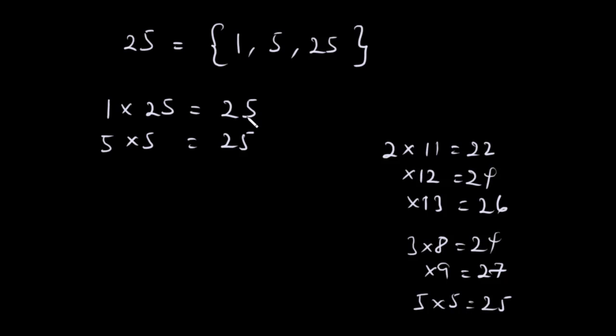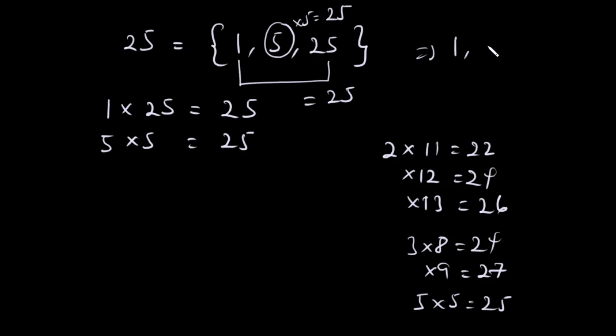Let's confirm our answer by multiplying the outer numbers. So 1 times 25 is equal to 25. And then 5 times 5 is equal to 25. So the complete factors of 25 are 1, 5, and then 25.